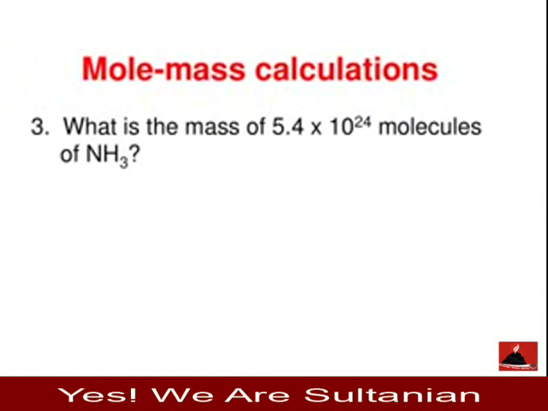Alright, let's try one last problem. This problem's a little bit different. It says, what's the mass of 5.4 times 10 to the 24 molecules of ammonia? Now this is a new problem because we have grams here. We're looking for grams, but we have particles. We have a molecular amount. So let's go back to our mole map.